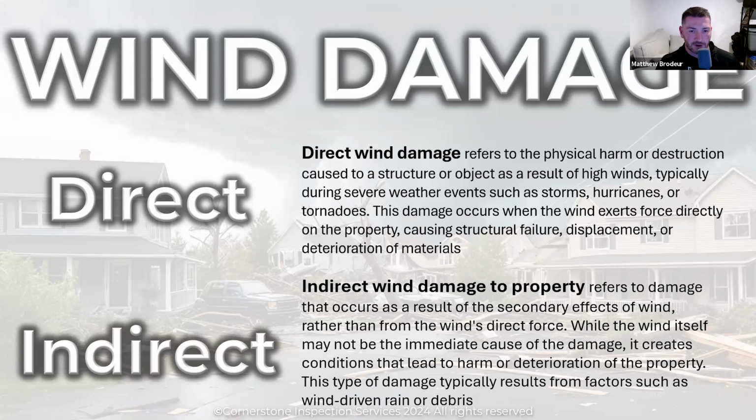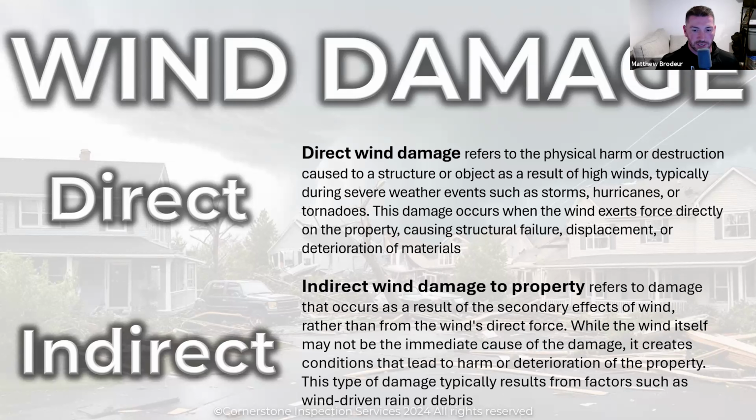So the wind itself, now in the insurance world and in the engineering world, you have what you call the efficient proximate cause and the concurrent cause. The efficient proximate cause is what started the problem. That's kind of what we're talking about here: wind was the reason that the thing got damaged. But the concurrent cause was maybe a tree was the thing that actually did the damage. So the wind itself may not be the immediate cause of the damage, but it creates conditions that lead to harm or deterioration of the property.